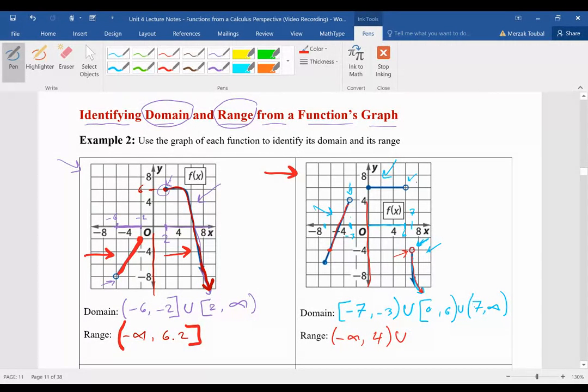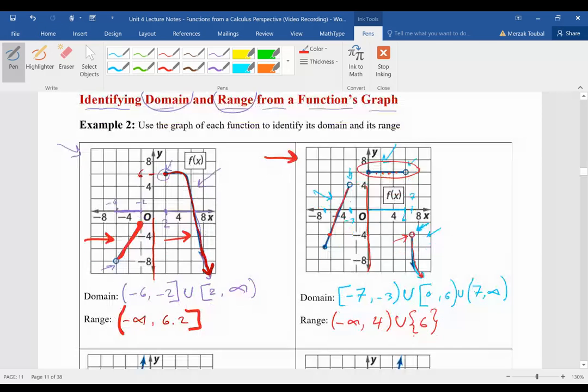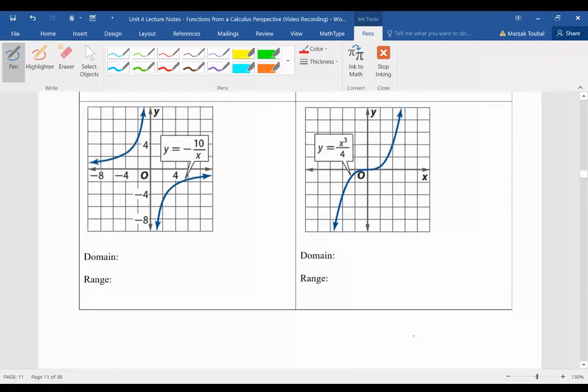Now, union, the last piece, it's a horizontal segment. And because it is horizontal, it includes only one y value, which is 6. Any point you pick on this segment, its y coordinate is 6. Doesn't matter, any point on the segment. So 6 everywhere. So it means including 6 because it's only one value. So we don't use parentheses and bracket. We're going to use braces. So braces 6 and close braces. So that's the range. Let's do the next two examples.